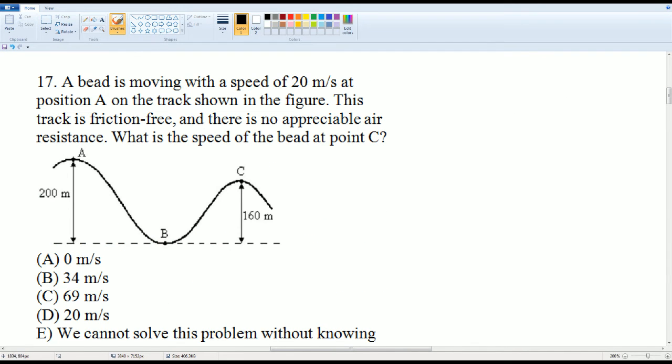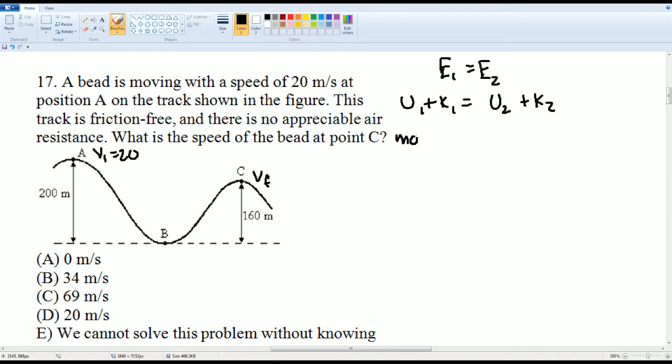Here a bead is moving with a speed of 20 meters per second at the position A. So v initial is actually 20 meters per second. What is the speed v final? There's no spring constant, okay? Please understand. Energy 1 is going to be equal to energy 2. So it's going to be U1 plus K1 equals U2 plus K2.